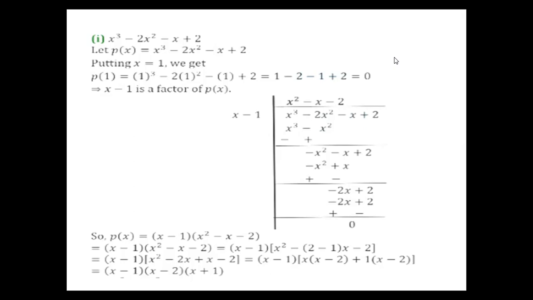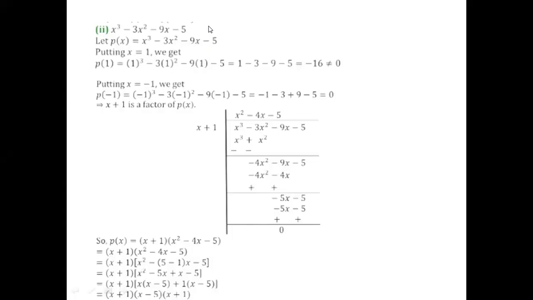The second question of exercise 2.4, question number 4, is x cube minus 3x square minus 9x minus 5. Now, as we did in the previous step also, we'll start with the trial and error method. How? 5 is a constant term. So what would be the factors?